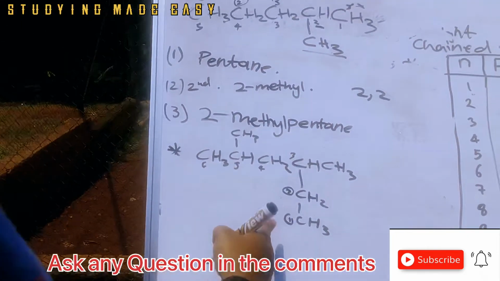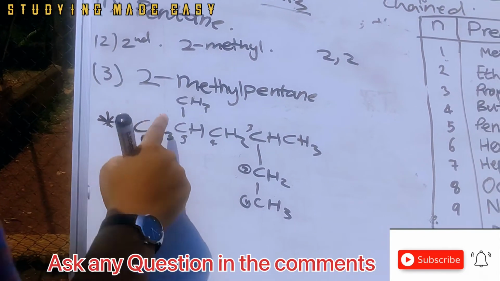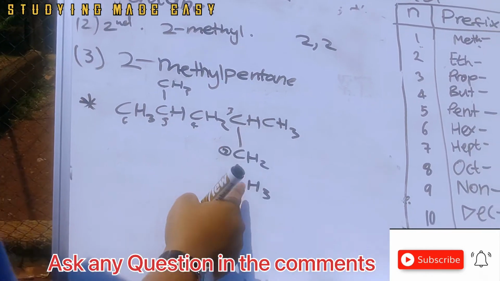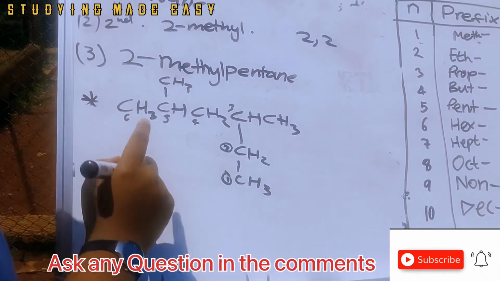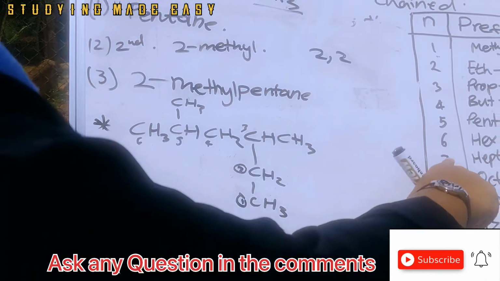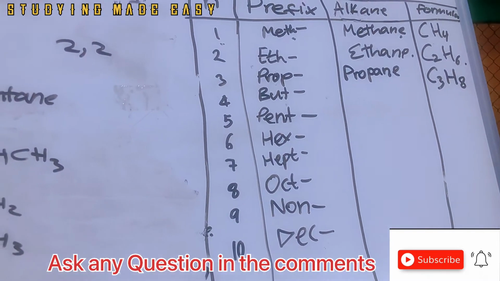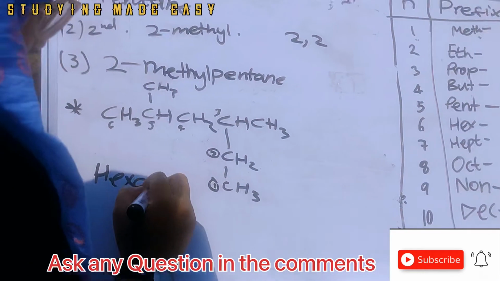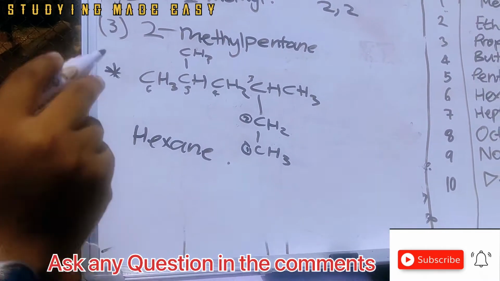Notice the mistake. If you didn't open this, you would name the parent chain as a pentane. 1, 2, 3, 4, 5. But because we opened this, we've identified that the longest continuous chain actually has 6 carbons. And from this table, we saw when n is 6, it's hex, meaning the parent chain is a hexane. Alright? And then we have to identify the substituent groups.